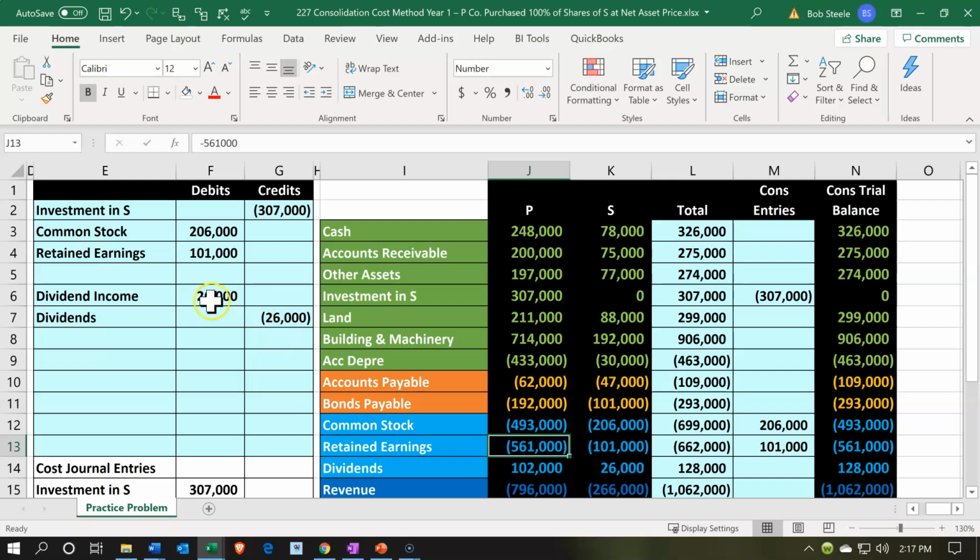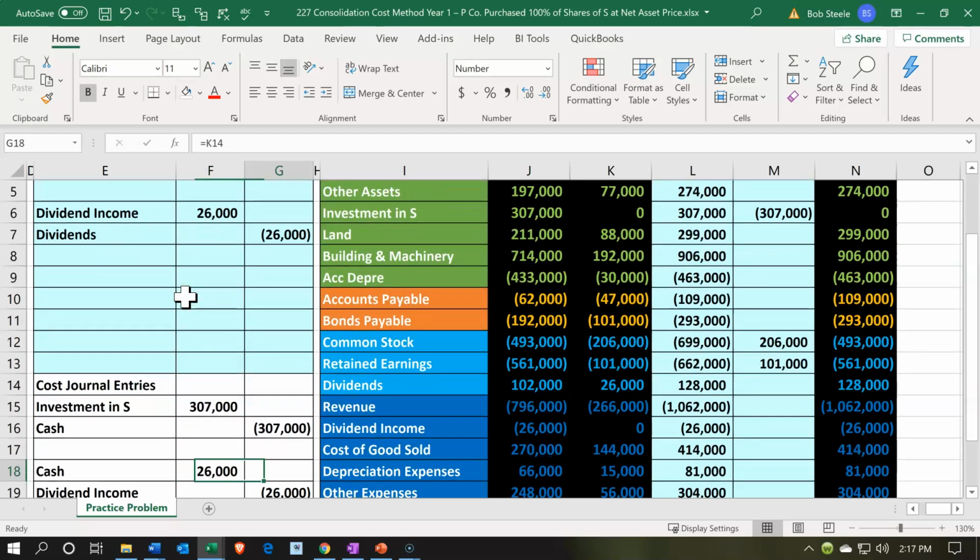Then the second journal entry, dividend income needs to go away. All right, dividend income is down here. So I'm going to post that. I'm going to say this equals, and go on up to that dividend income, 26, and that should make it go away completely, so that's good.